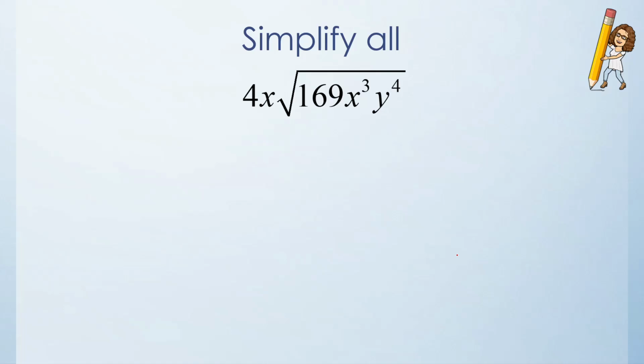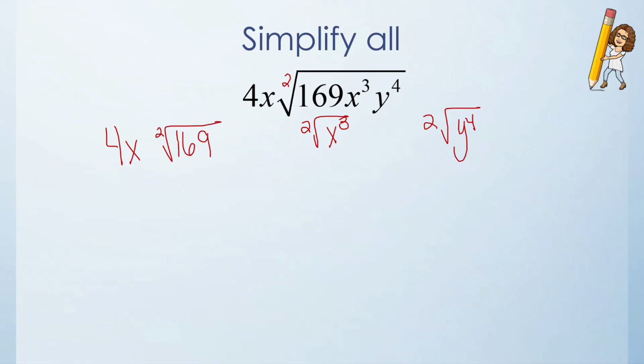Okay, you should have paused. So now I'm going to break it into pieces. That 4x is just going to hang out there. This is a square root, right? So square root of 169, square root of x cubed, square root of y to the 4th. So square root of 169 is 13. Groups of 2, there is 1 group of 2 in 3 and a single x left behind. There are 2 groups in 4, none left behind. Rewrite my answer.